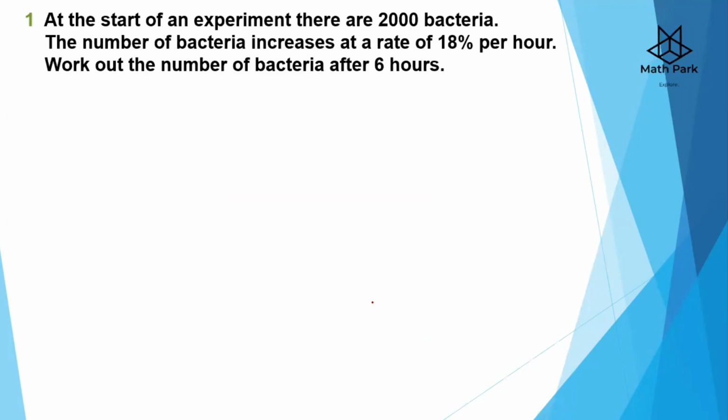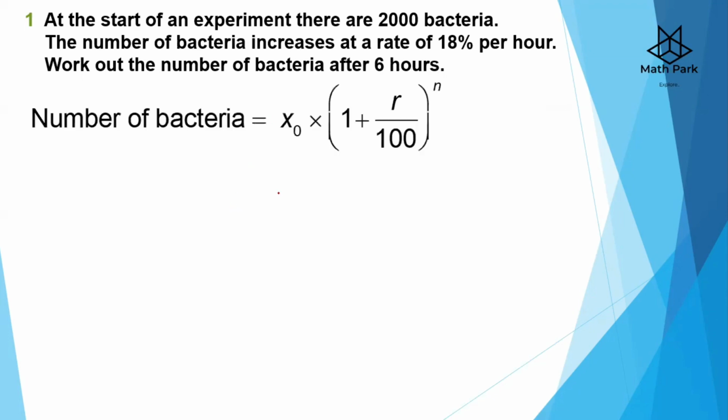So we have a question here. At the start of an experiment, there are 2,000 bacteria. The number of bacteria increases at the rate of 18% per hour. You can see that r is greater than 0, rate 18% per hour. Work out the number of bacteria after 6 hours. So we have the initial count of bacteria. Let us use the formula here. Number of bacteria is x0 times 1 plus r by 100 to the power n. So x0 is 2000, the rate of growth r is 18%, and n is 6 hours.